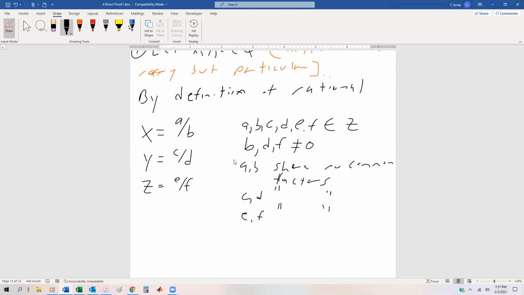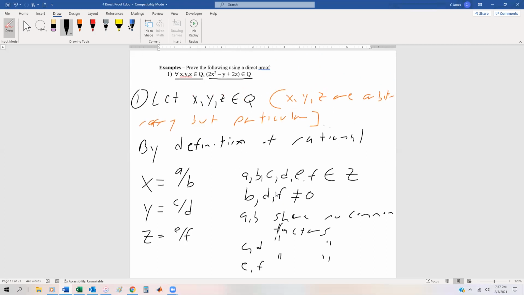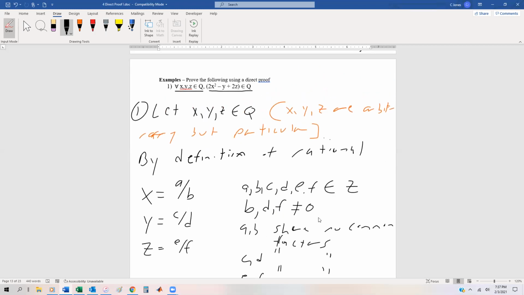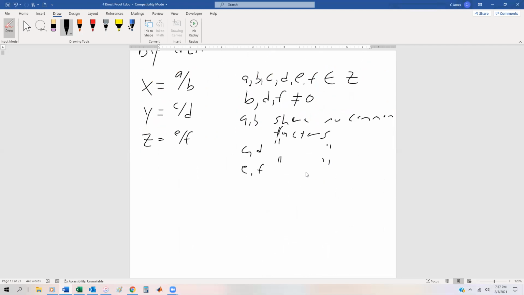All right, so a lot of stuff that we had to do just to be able to do the definition for this. Next thing, we're going to go ahead and verify the conclusion: 2x squared minus y plus 2z is a rational number. Okay, so substitution.